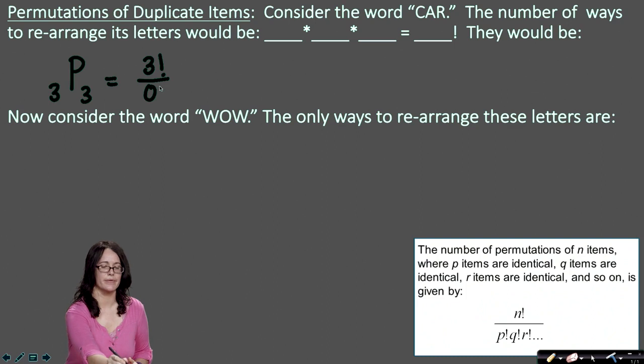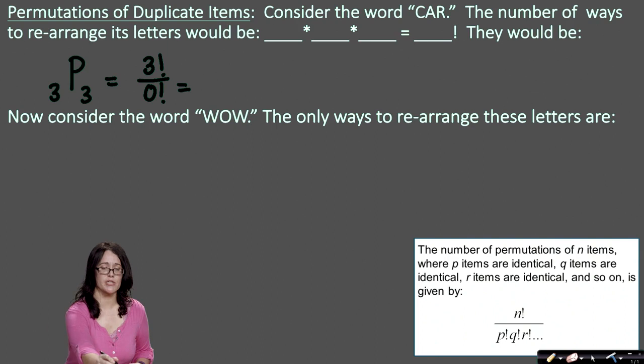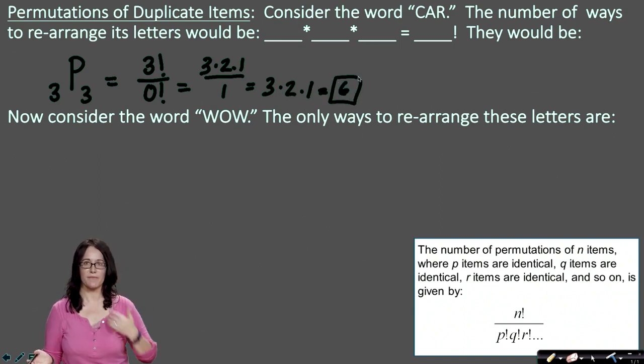Well, that's 0. Now, we haven't talked a lot about 0 factorial, but it turns out that's just 1. It's a definition. You can write that down if you haven't seen that before. 0 factorial and 1 factorial are both always equal to 1. So this would just be 3 times 2 times 1 over 1, or just 3 times 2 times 1, which is 6. But there's a faster way to do that, just using the FCP, right?